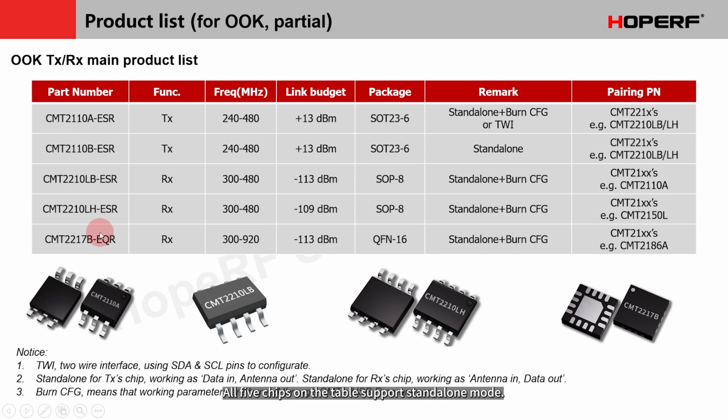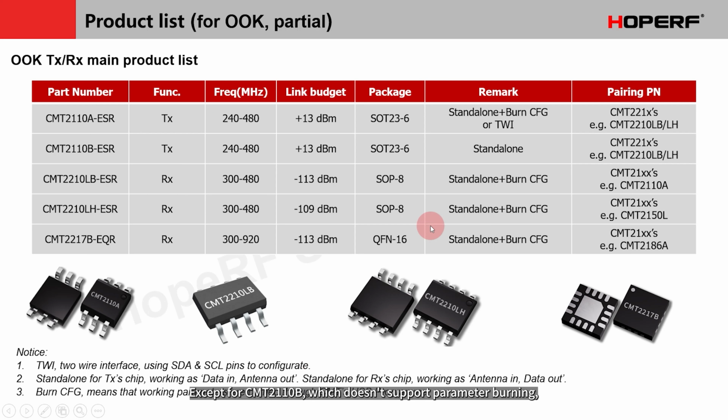All 5 chips on the table support standalone mode. For transmitter chips, it's simply data in, antenna out. A very simple working mode. For receiver chips, it's the opposite, antenna in, data out mode. This is the content of Note 2.